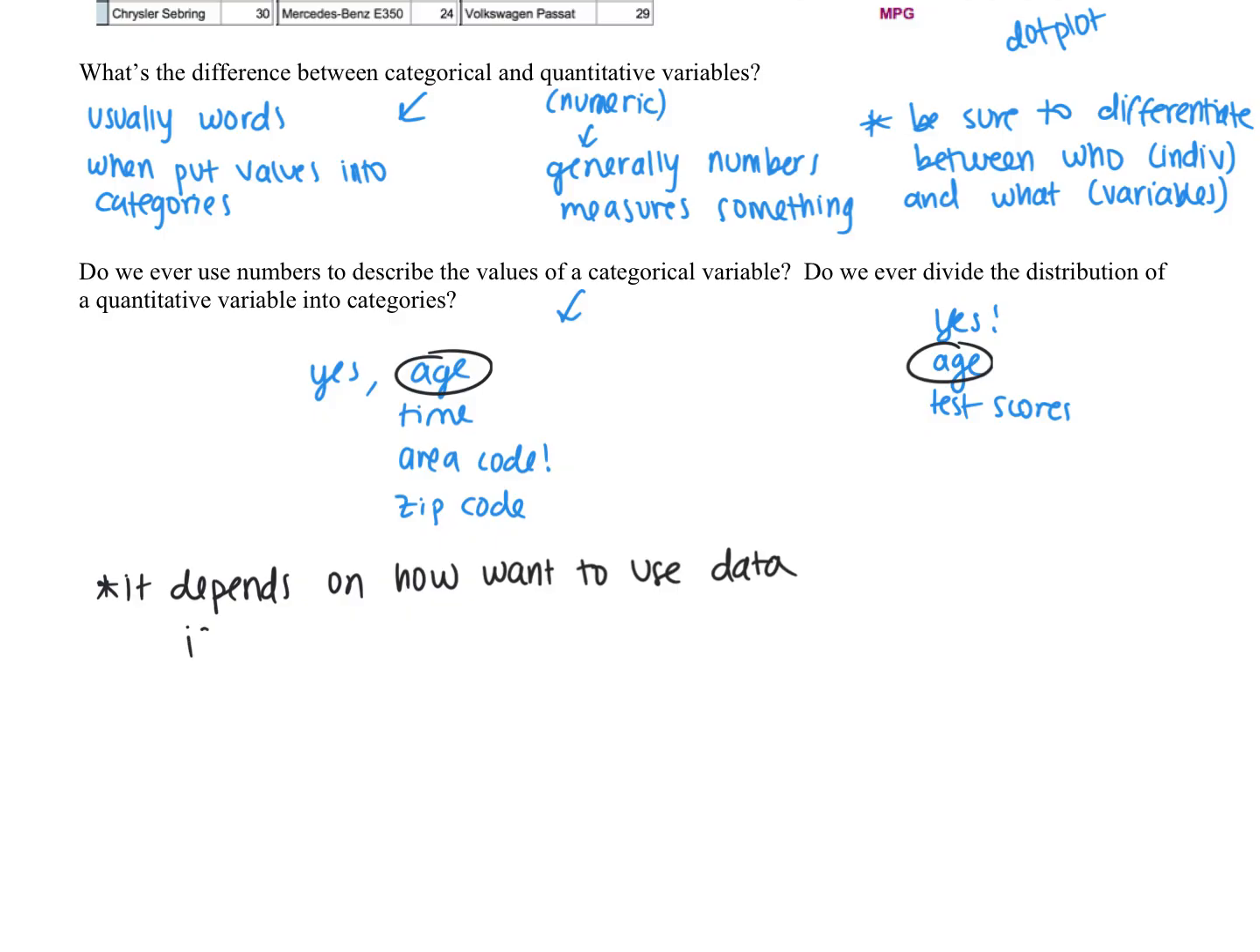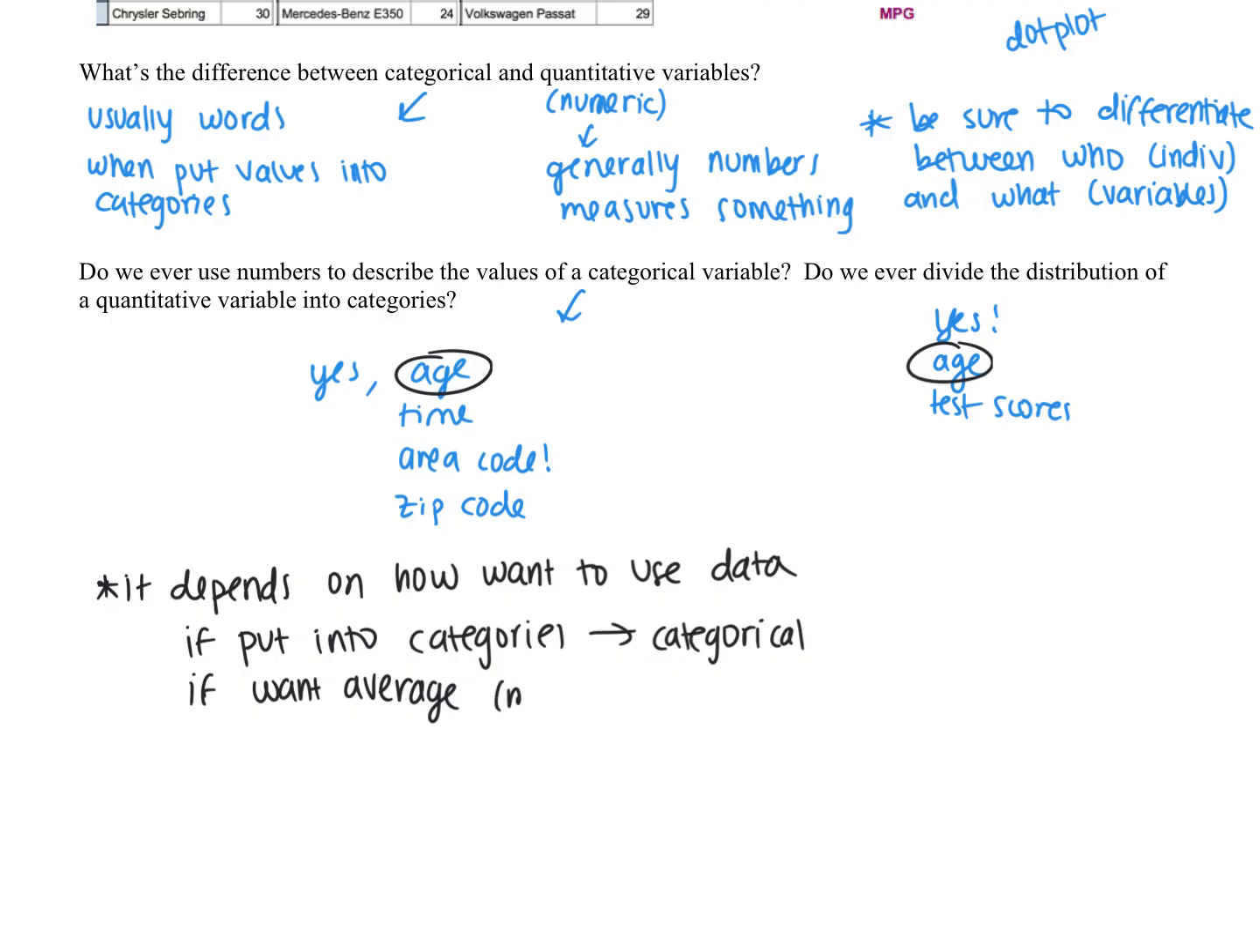Here's what I mean by that. If you put the data into categories, that data is categorical. And you're like, yeah, duh. If you want, let's say, an average, what's the stats word for average? The mean. So if you want an average or a mean, you will treat that data as quantitative. Again, the term I prefer is numeric.